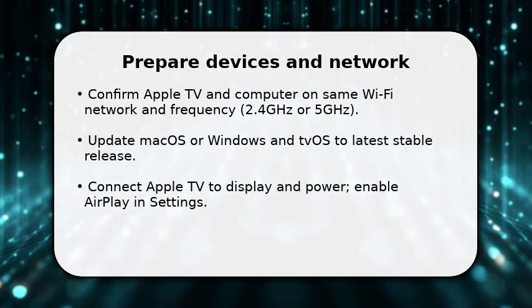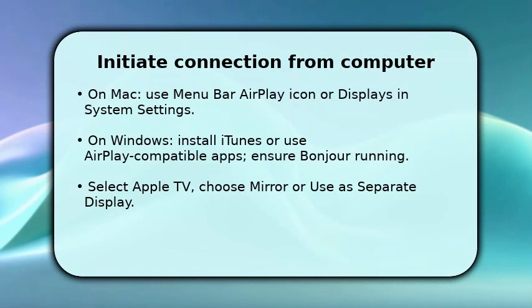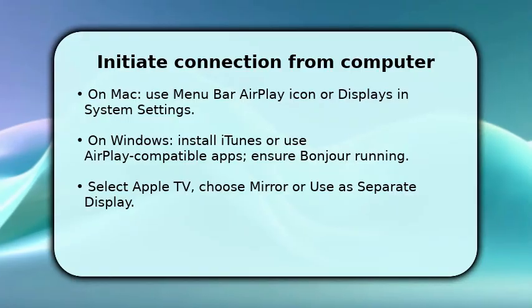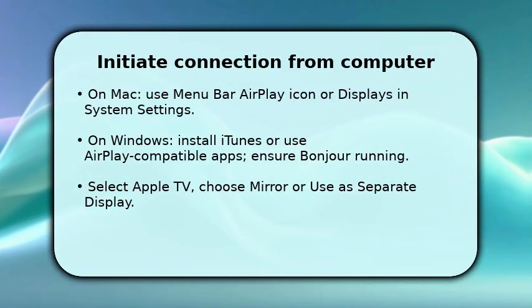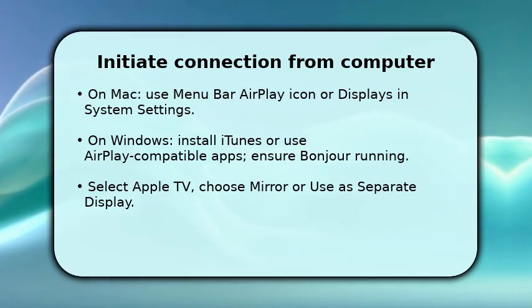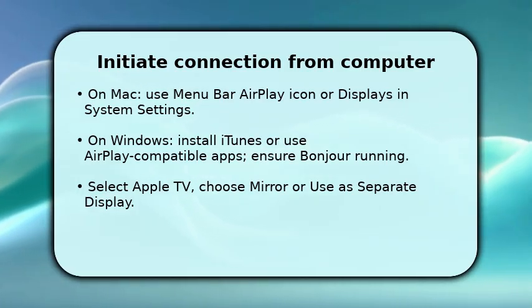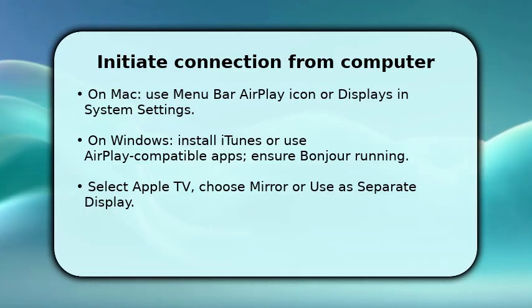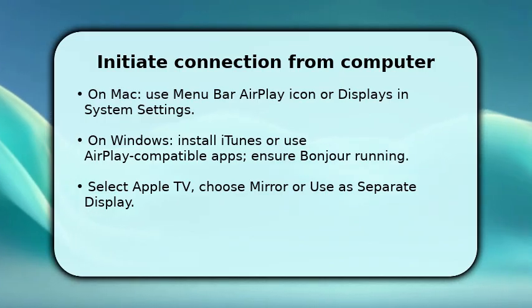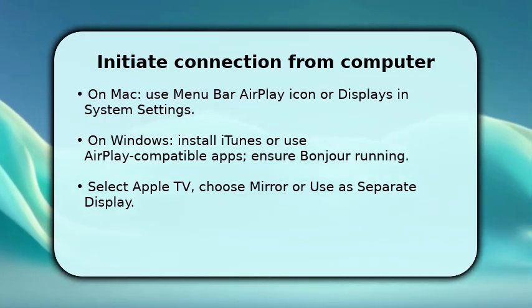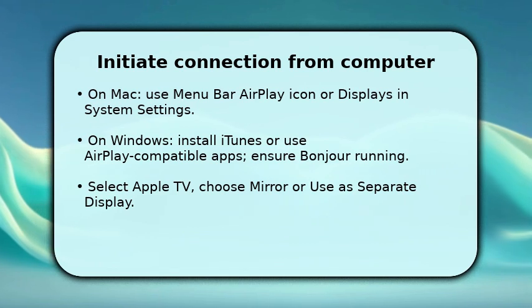Now you'll initiate the actual connection. On a Mac, click the AirPlay icon in the menu bar or open Displays in System Settings and select your Apple TV. On Windows, you'll need iTunes or an AirPlay-capable app and Bonjour service running so the device appears. After selection, choose whether to mirror your screen or extend it as a separate display. Mirroring duplicates content, while extended display gives more workspace. Make sure to allow any prompts on the Apple TV that request pairing or a passcode.